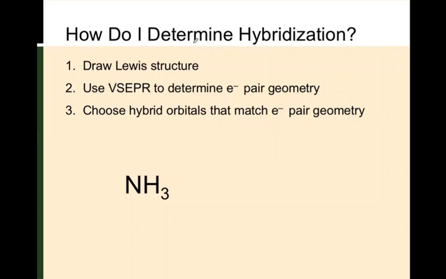So how do I determine hybridization? Draw a Lewis structure, use VSEPR to determine electron pair geometry, and choose hybrid orbitals that match electron pair geometry.